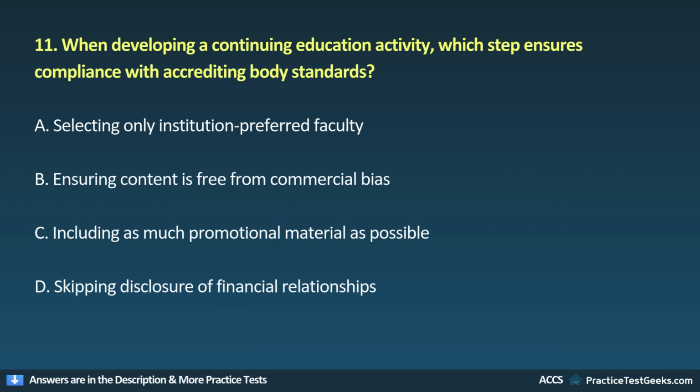11. When developing a continuing education activity, which step ensures compliance with accrediting body standards? A. Selecting only institution-preferred faculty. B. Ensuring content is free from commercial bias. C. Including as much promotional material as possible. D. Skipping disclosure of financial relationships.